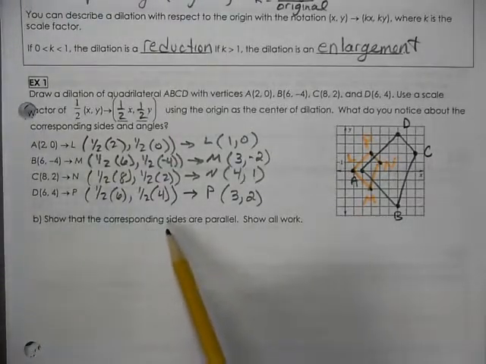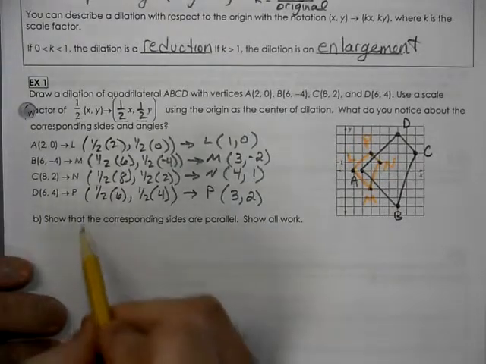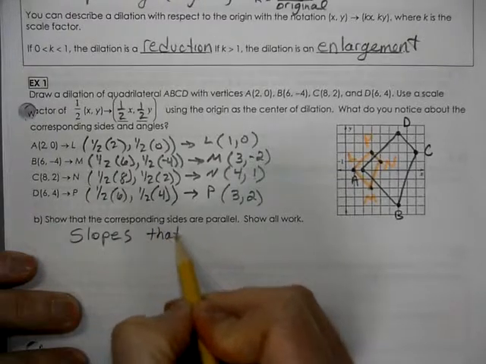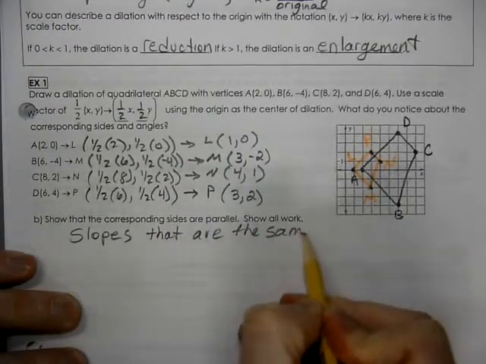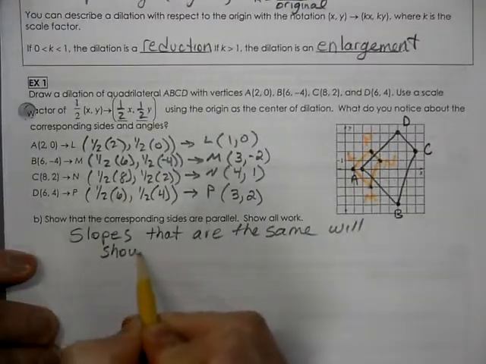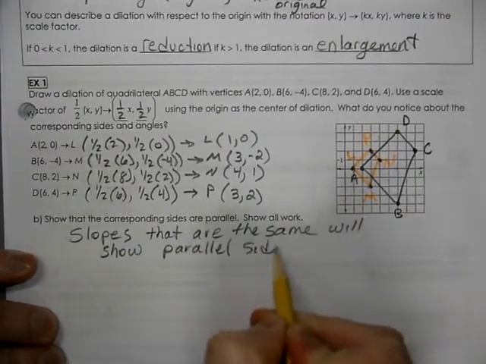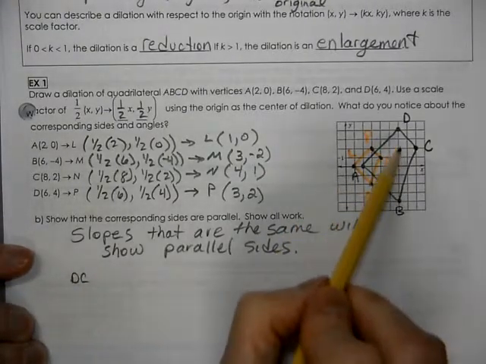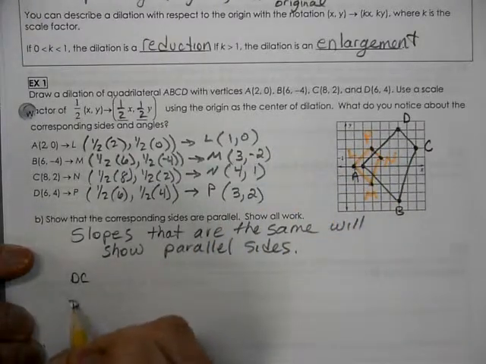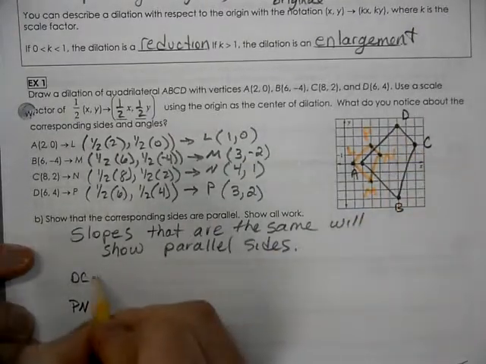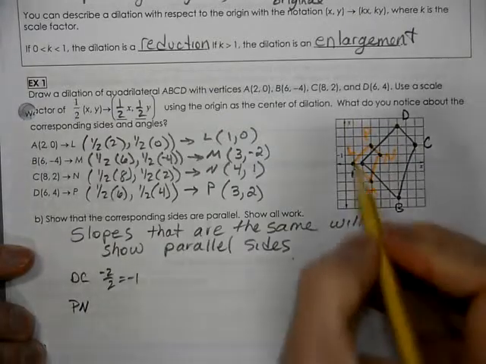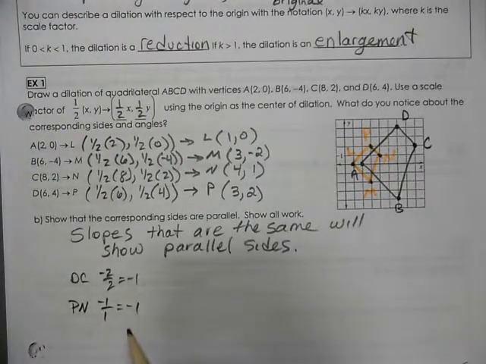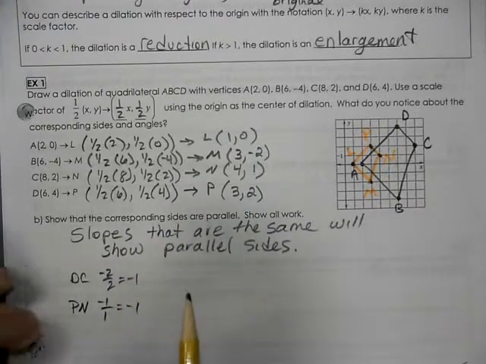Show that the corresponding sides are parallel. To do that, we're going to look at our slopes. Slopes that are the same will show parallel sides. So I'm going to take DC and its corresponding part, PN. DC goes down 2 over 2, so it has a slope of -1. PN goes down 1 over 1, so it has a slope of -1. So they are parallel. I showed that the two corresponding sides were parallel to each other.